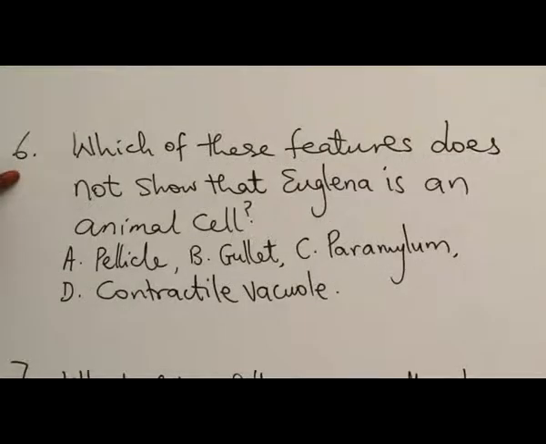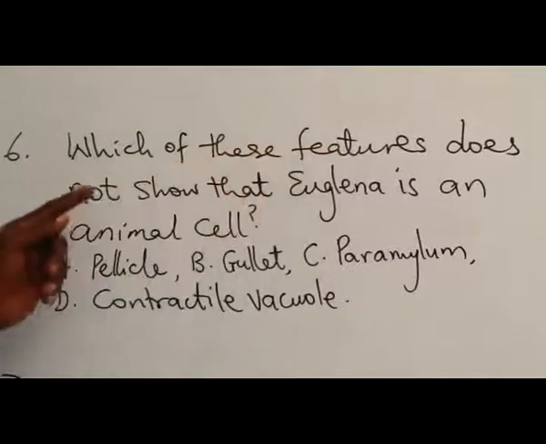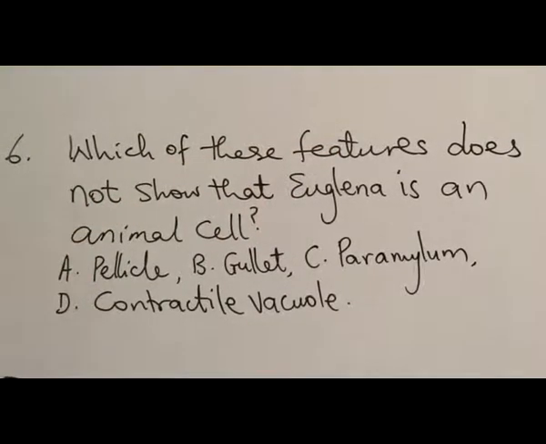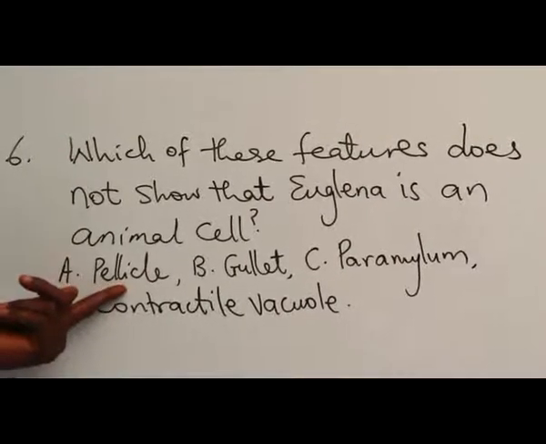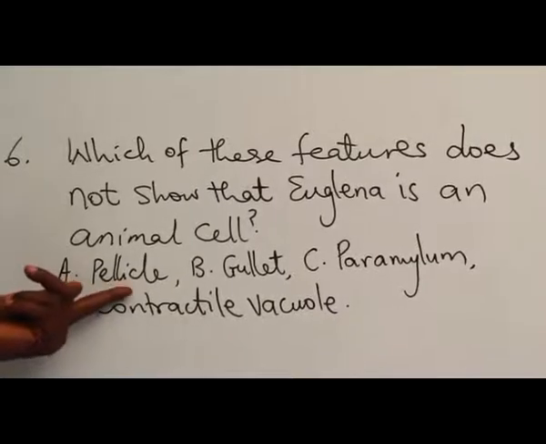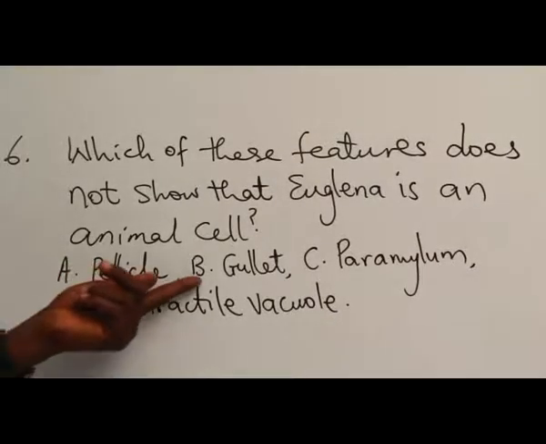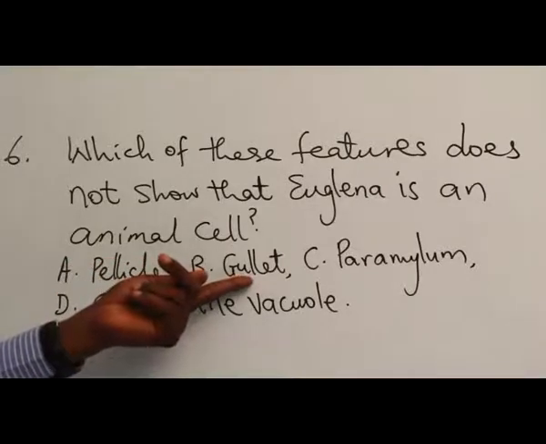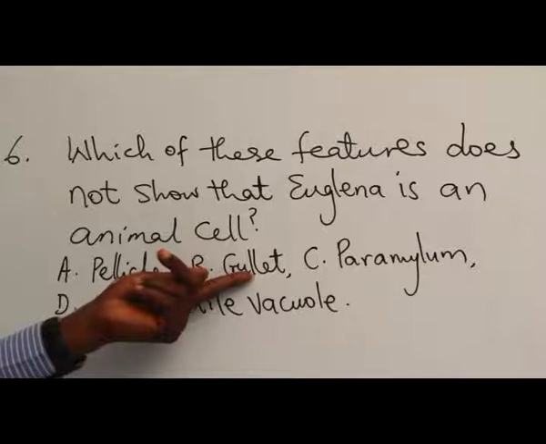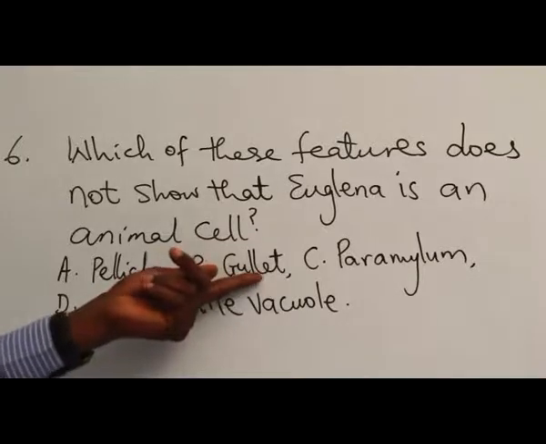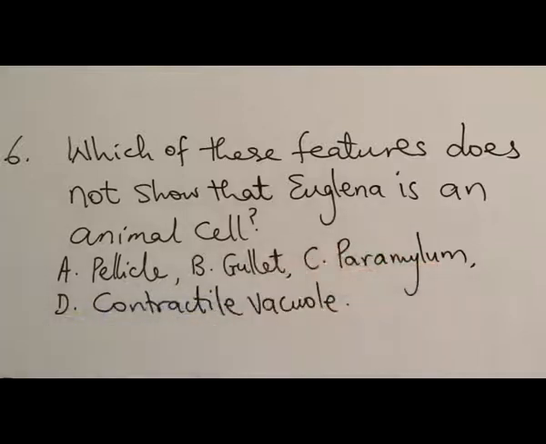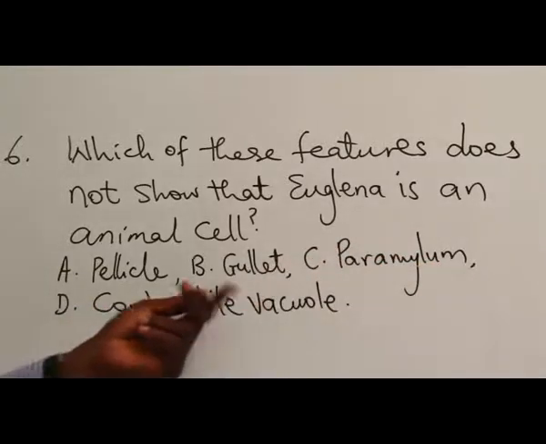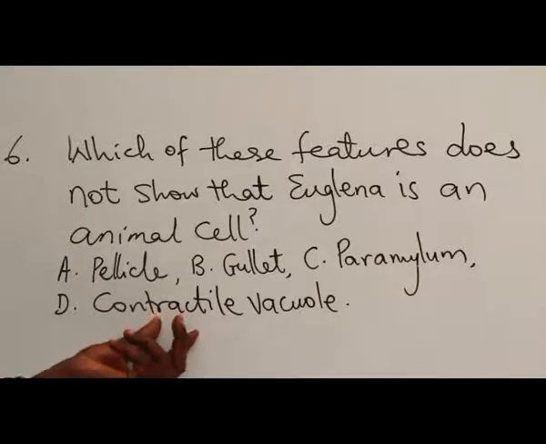Number 6. Which of these features does not show that euglena is an animal cell? A, pellicle, I've told you earlier that it is the cell membrane. B, gullet. In us, we call it either gullet or esophagus. C, paramylon. And D, contractile vacuole for excreting waste and regulating the amount of water in the body, just as our kidney is doing.